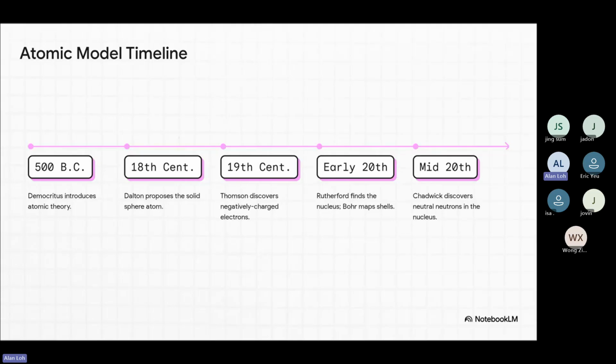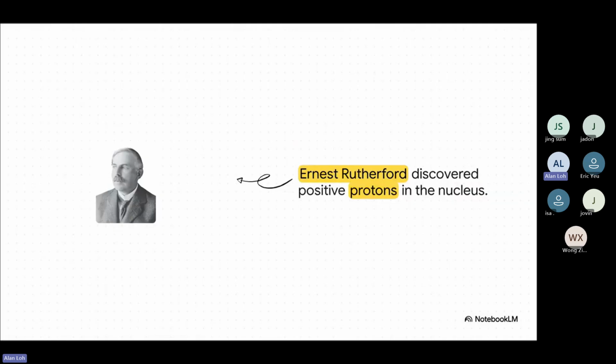And from there, the pace of discovery just skyrockets. Thomson finds the electron, Rutherford uncovers the nucleus, Bohr maps out these specific electron shells, and then finally, in the mid-20th century, Chadwick completes the puzzle by discovering neutrons. But if we're talking about massive game changers, we have to talk about Ernest Rutherford.